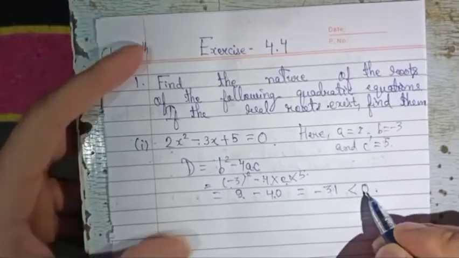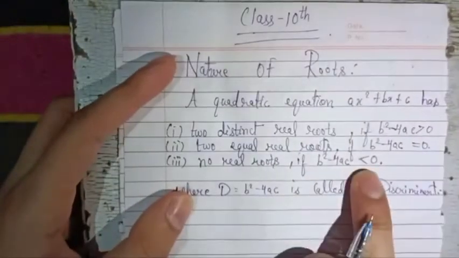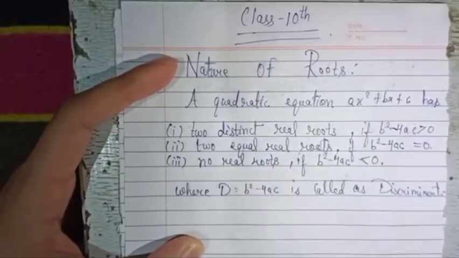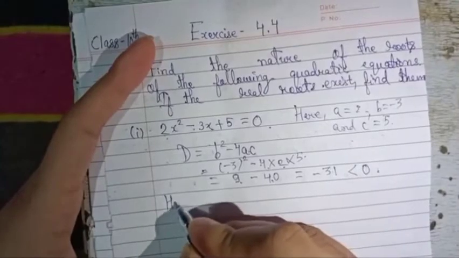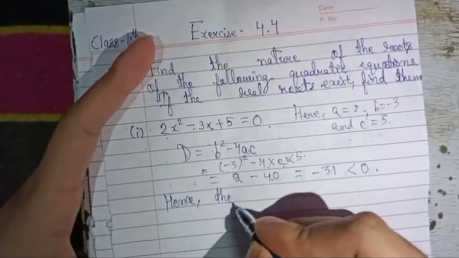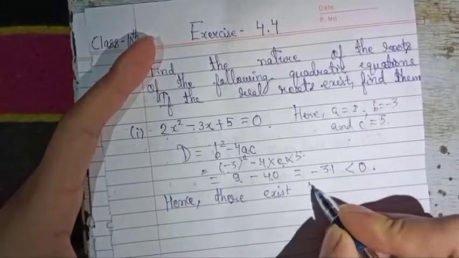So from the condition that we have, if the discriminant is negative, that means less than 0, then there will be no real roots. So we will write, hence there exist no real roots.